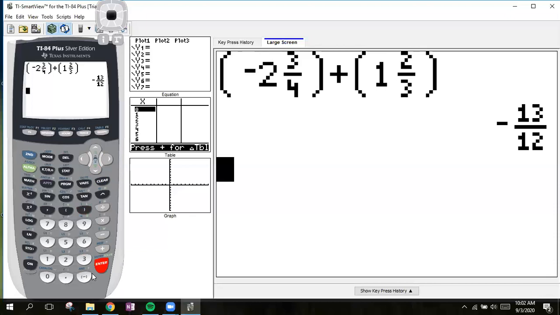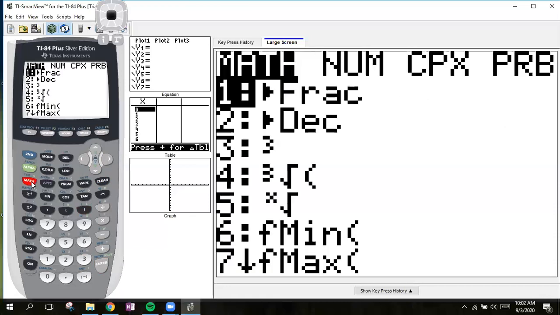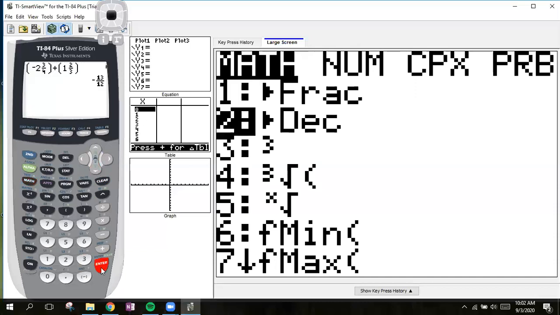All right, so you get -13 over 12, and that's already in its simplest form, okay? And if the answer ever wants it converted into a decimal for some reason, the same way we converted something to a fraction, you just hit math, and instead of hitting enter when it's over fraction, you can just move down to a decimal.